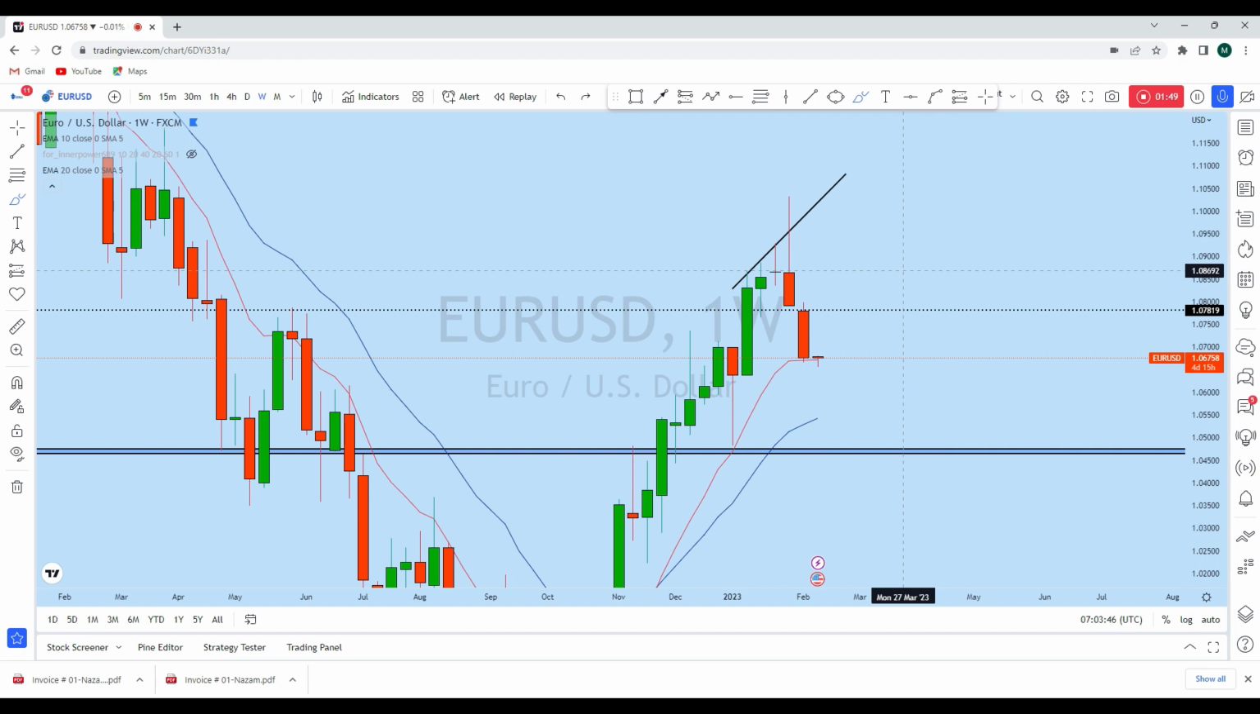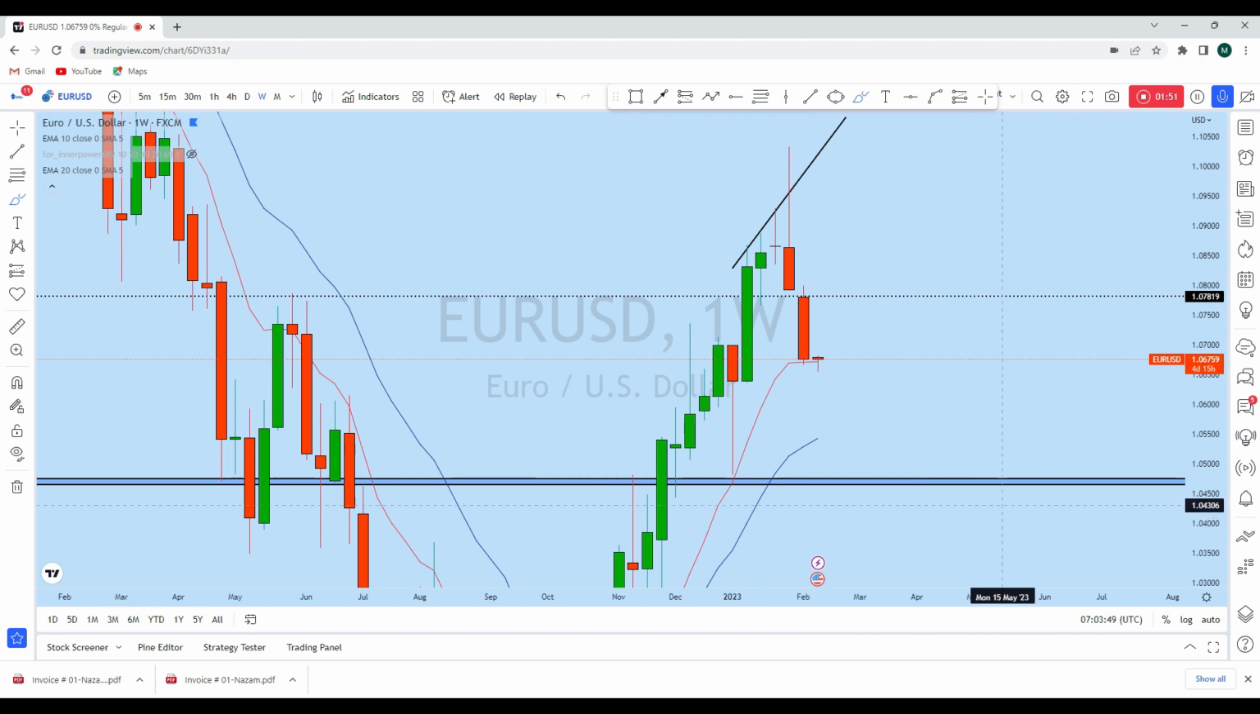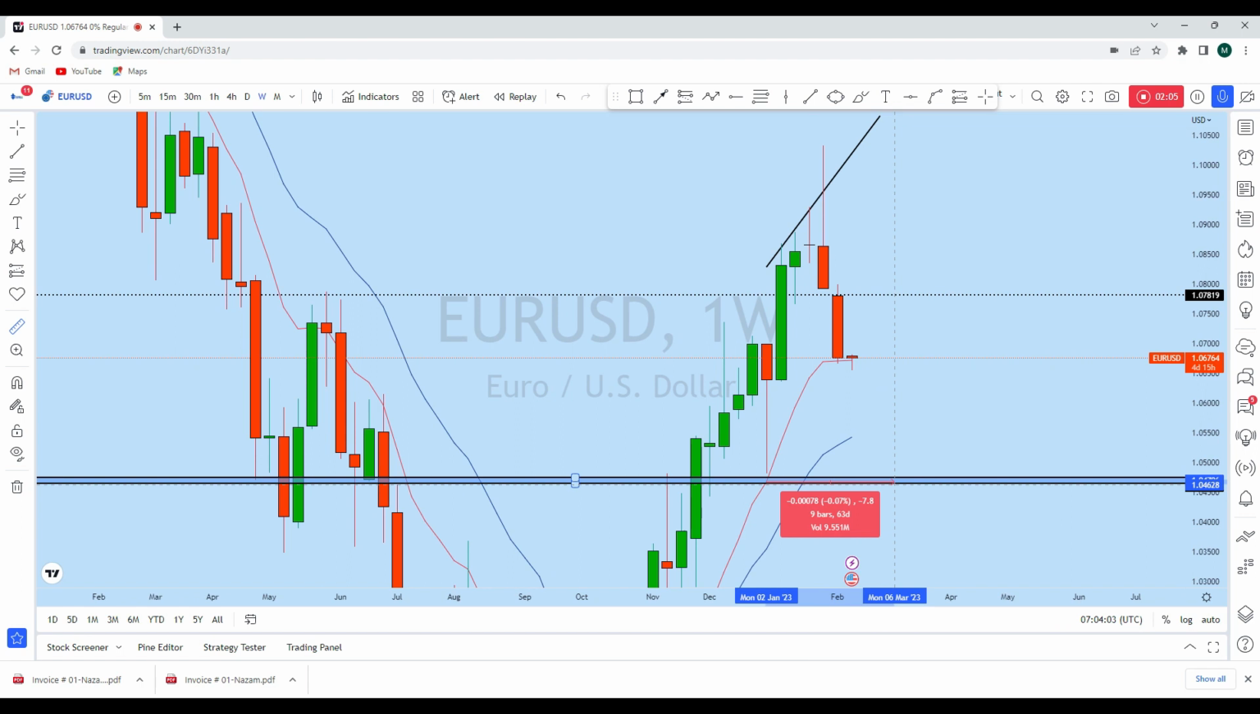So on the weekly perspective, we still have probability for euro dollar to continue to drop after some retracement to the upside. We can expect euro dollar to come down. As you can see, this is the level of support, which is the monthly Fibonacci level.